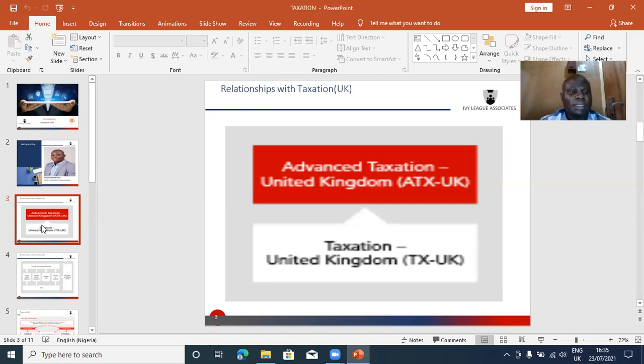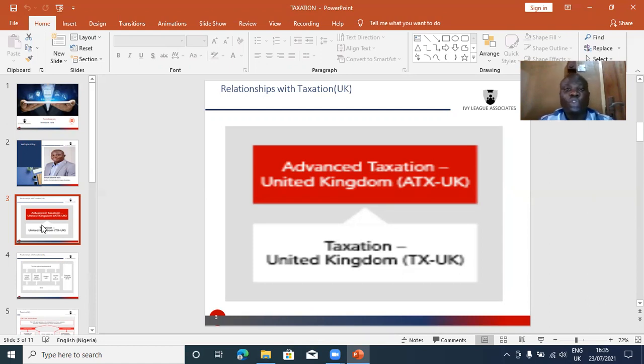We also need to understand that taxation has no direct relationship with any other paper below it. I mean, taxation has no direct or incidental relationship with any of the applied knowledge papers, namely business and technology, management accounting, and financial accounting. It has a relationship with just one paper directly, which is advanced taxation, which is among the strategic professional papers, specifically one of the 4 optional papers.